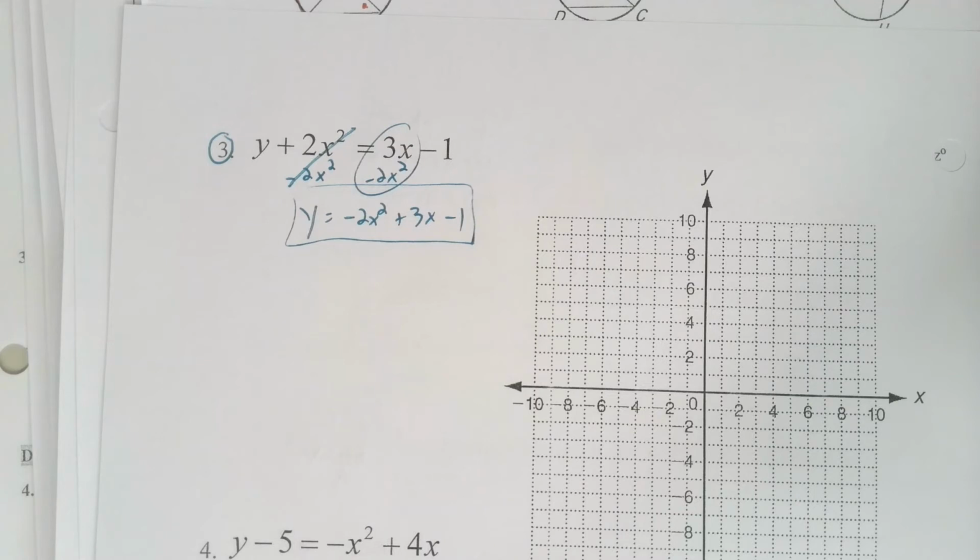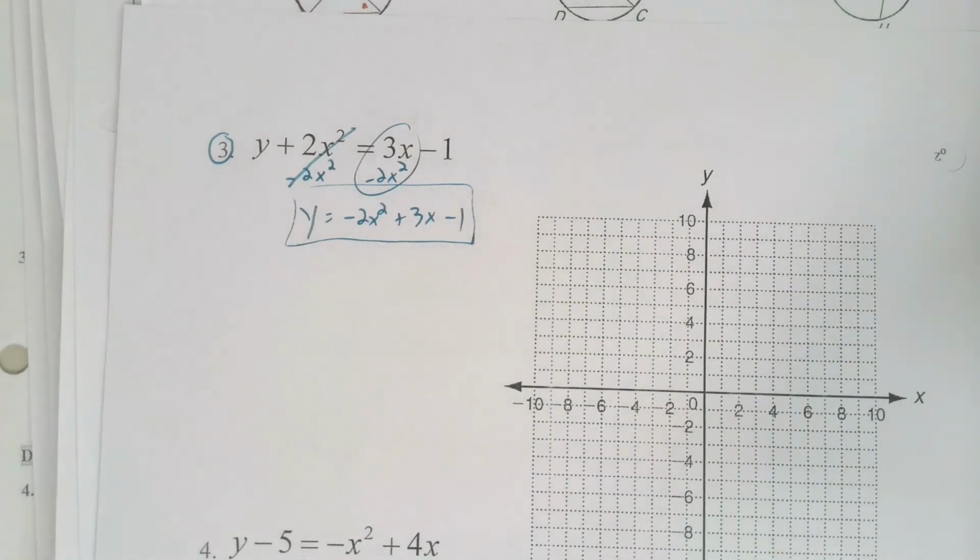Negative 3x squared plus 3x and then minus 23. Okay. Like I said, that's going to make your life way easier, guys, once you see that, which is awesome.